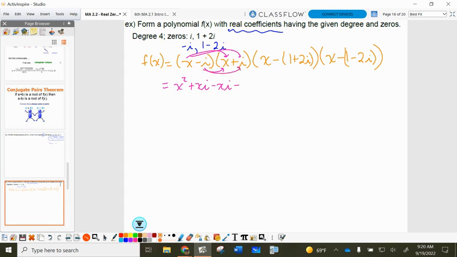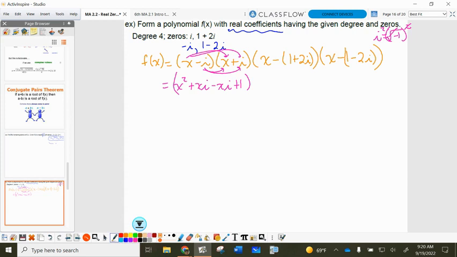Now, what is negative i squared? We know i is the square root of negative 1. If you square both sides of that equation, squaring undoes the square root, so i squared is negative 1. So here we have negative i squared, so negative 1 is going to be positive 1. Okay, so that is just distributing those first 2 factors. Okay, so let's keep going with the next 2 factors.